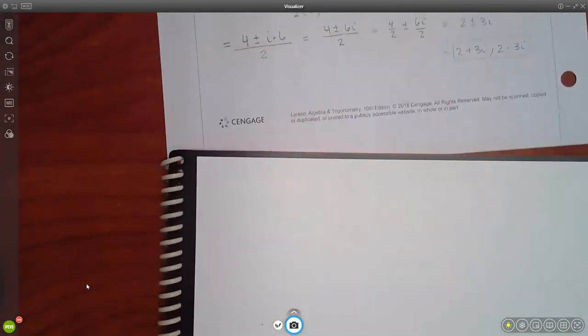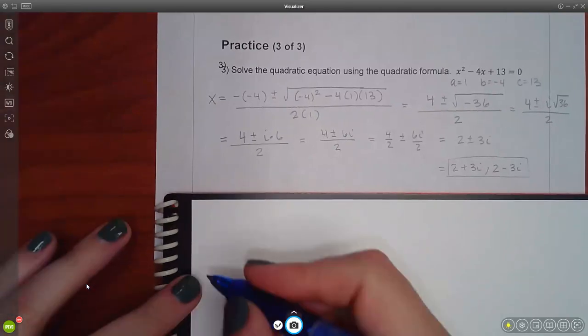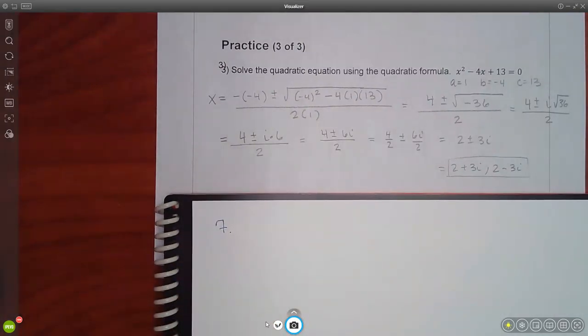Now I'm going to try to do that problem from number 7. I'm going to go to the computer and then I'm going to write down the information and then we'll come back to the camera. Okay.